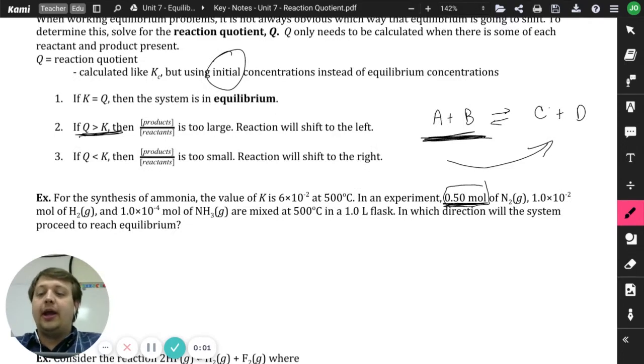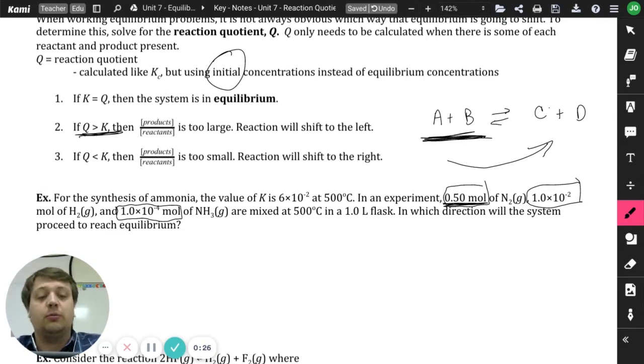All right, y'all, so now let's take a look at this problem here. So it says for the synthesis of ammonia, the value of K is 6 times 10 to the negative second at 500 degrees Celsius. In an experiment, 0.5 moles of N2, 1.0 times 10 to the negative 2 moles of H2, and 1.0 times 10 to the negative 4th moles of NH3 are mixed at 500 degrees Celsius in a 1 liter flask.